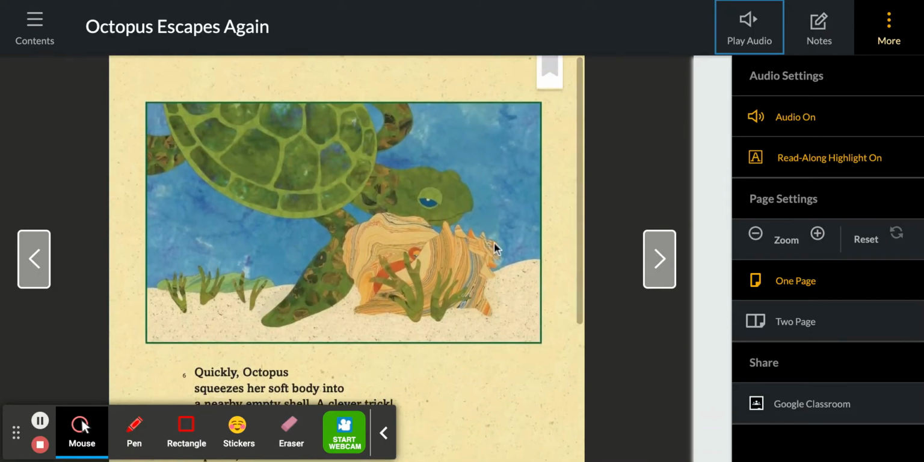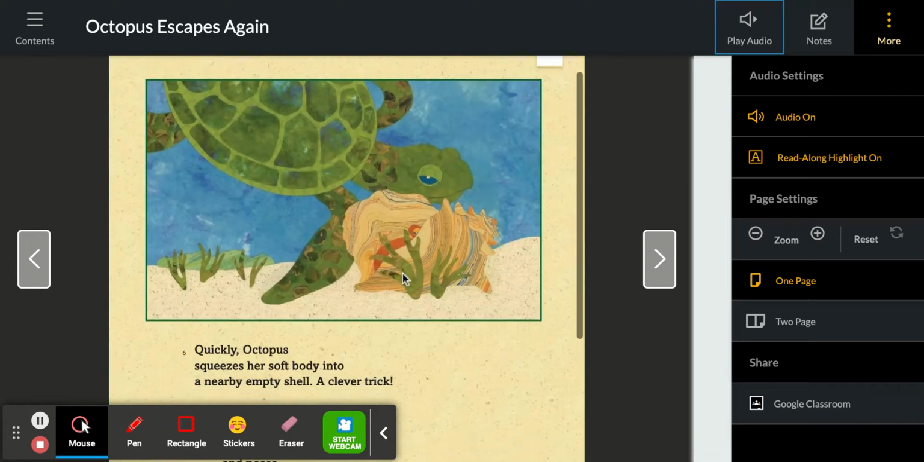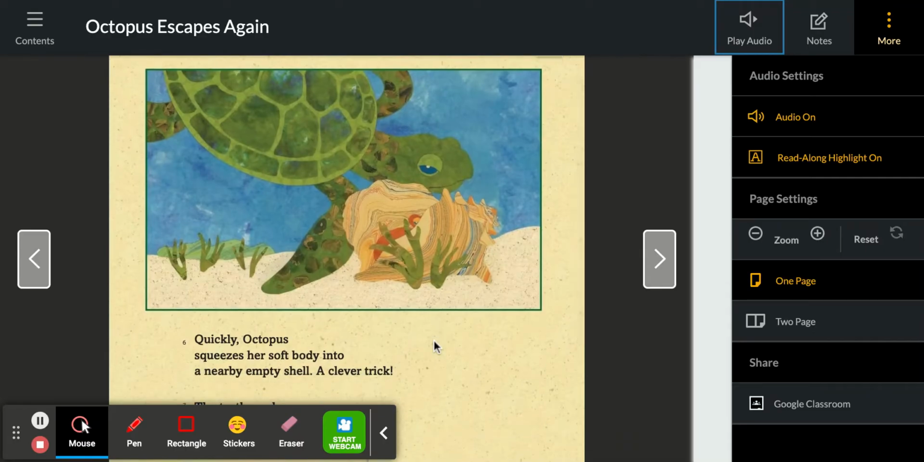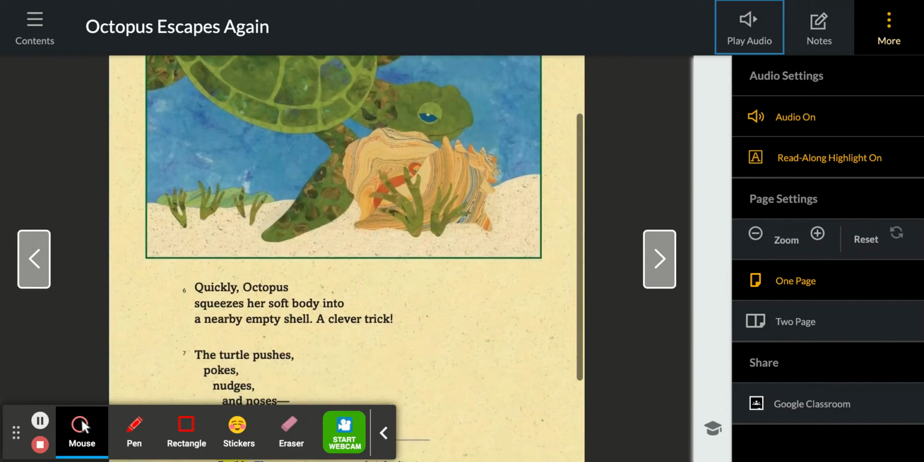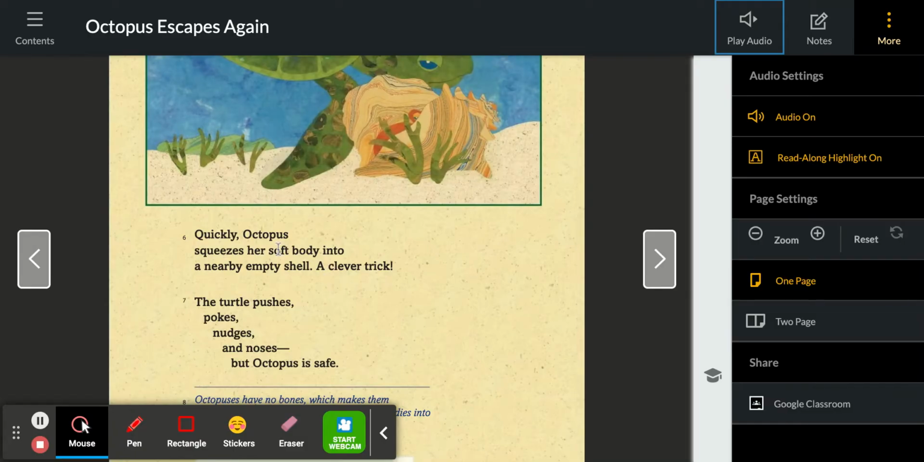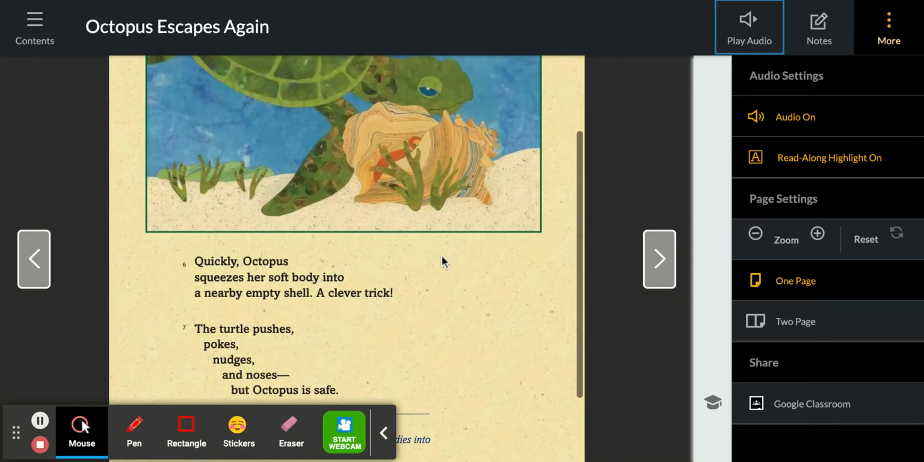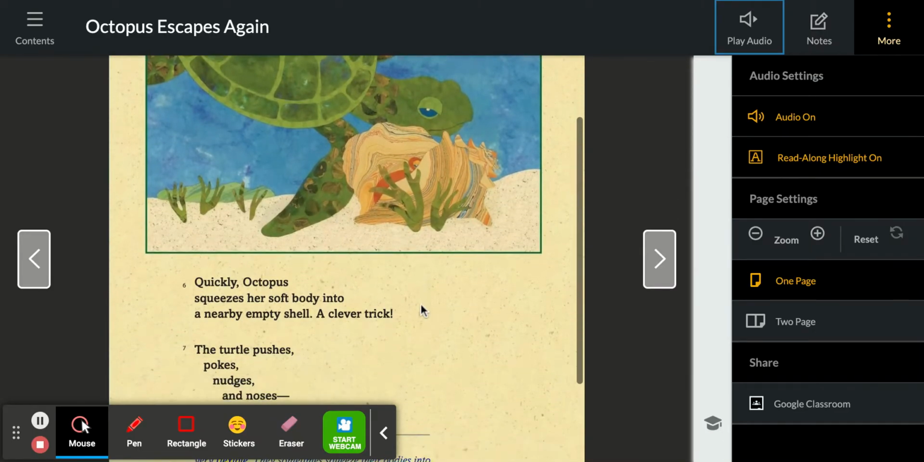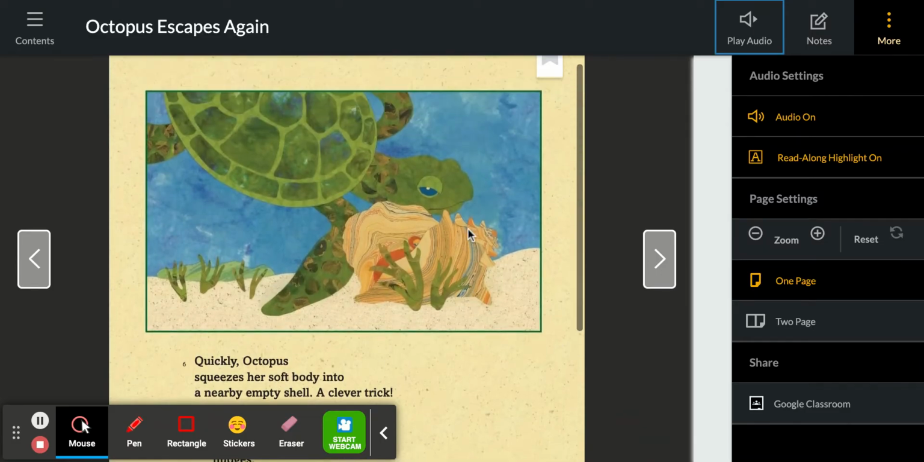Now, on this page, this graphic feature is awesome. It shows you a picture and it's showing you the fact that here this octopus is able to escape the sea turtle, which is one of its predators. And how does it escape? Well, let's reread. It says Quickly, octopus squeezes her body into a nearby empty shell. A clever trick. And as you see, the turtle can't get to her. So that's one way that the octopus escapes, which is, of course, the title of this story.